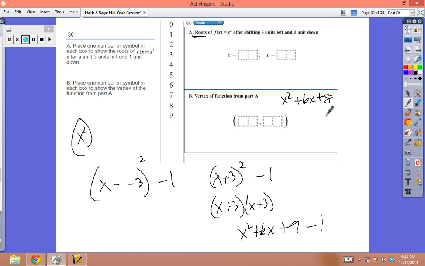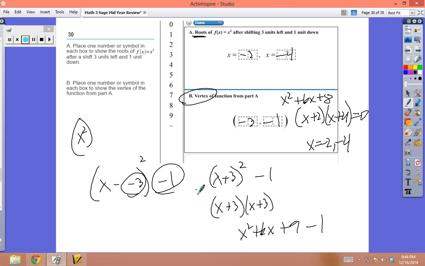Okay, the zeros are easy to find if you can factor it. So I'm going to factor this to x plus 2 times x plus 4. So my zeros are going to be a negative 2 and a negative 4. Vertex, the vertex is at a negative 3 and a negative 1. That's your h, that's your k. And your h and your k is the same as your x and your y. So your vertex is going to be left 3 and down 1.